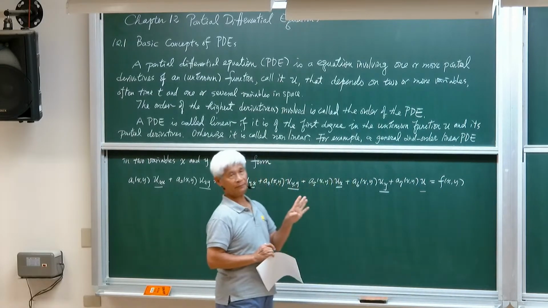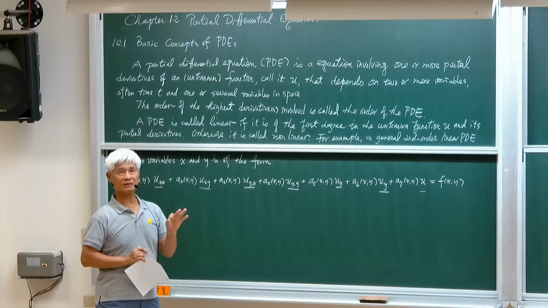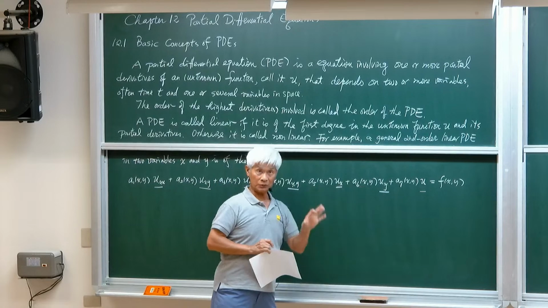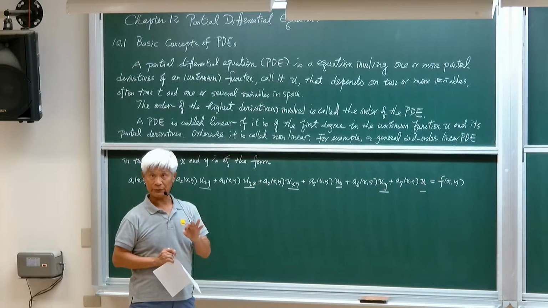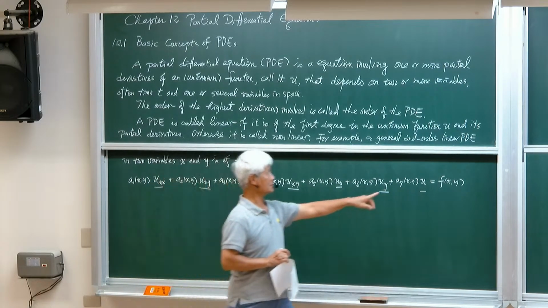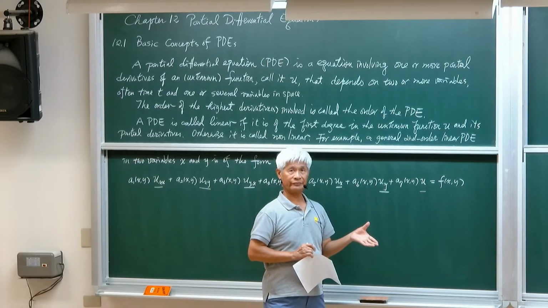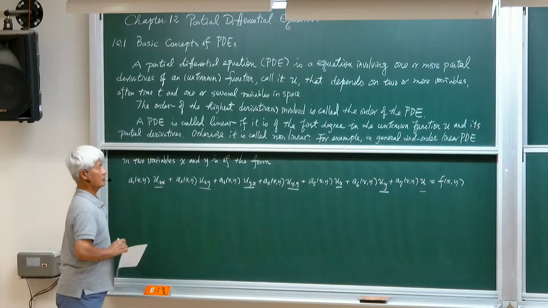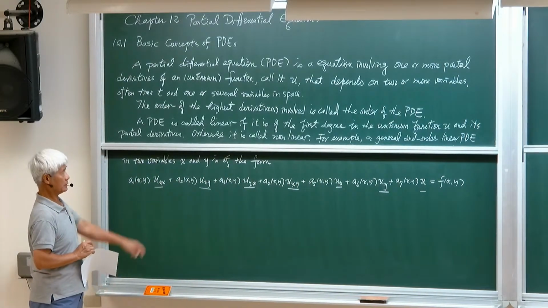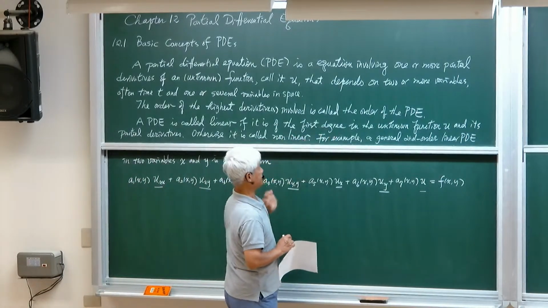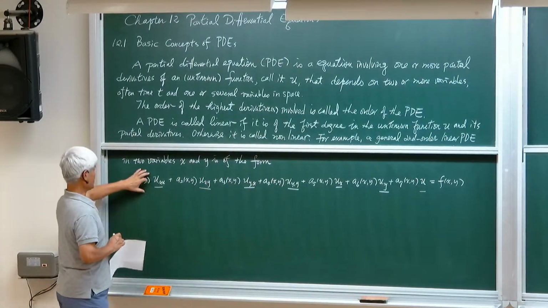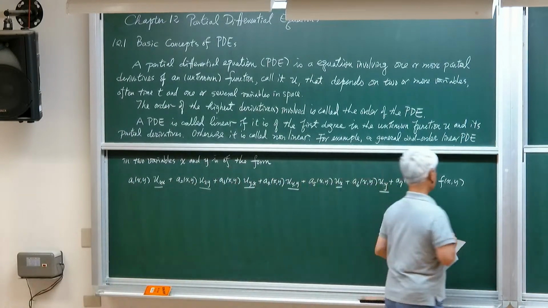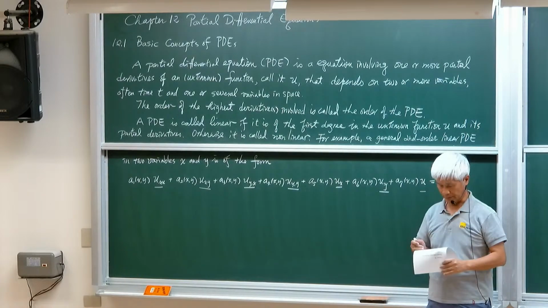Okay, 4 of them are second order partial derivatives of the unknown function u. 2 of them are first order partial derivatives of the unknown function u. And one of them is just the unknown function u itself. Okay, so you can see they appear only in first degree. And the coefficients depend only on the independent variables x and y.